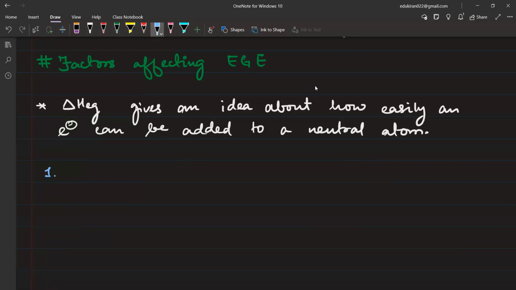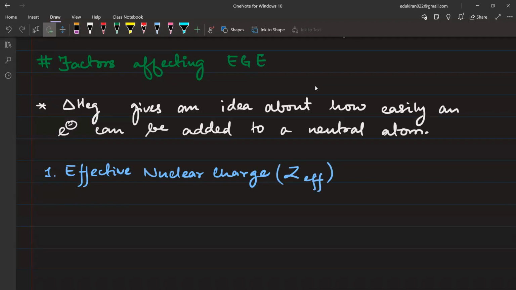Number one is effective nuclear charge. We also call this Z effective. Maybe if you have not studied Z effective, don't worry. It is just the nuclear charge. The example that we saw was a perfect example of Z effective.